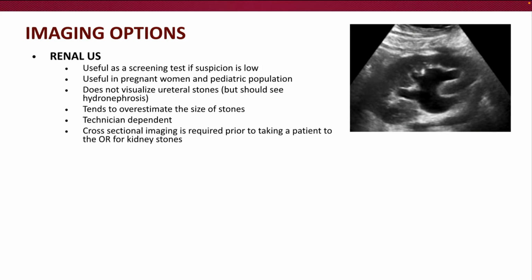It's also going to be your first line test in pregnant women, and in the pediatric population. The downside is you don't actually visualize the ureteral stones, you just see the hydronephrosis, but then you would know to get the CAT scan.